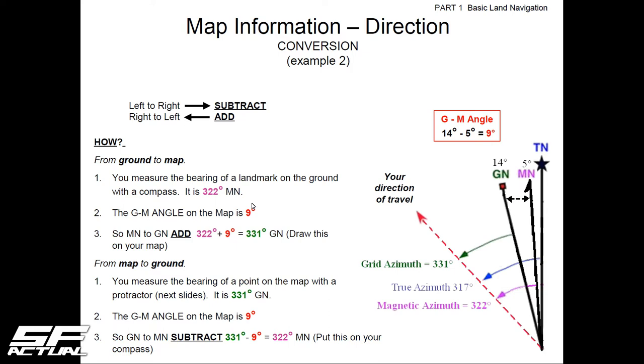Map to ground, same case. We see a landmark on the map that we're trying to get to. We pull an azimuth check on that. It comes to 331. We are going to subtract the 9 degrees from it and get 322. So now when we use our compass, I'm going to walk a 322 azimuth to get to that landmark.